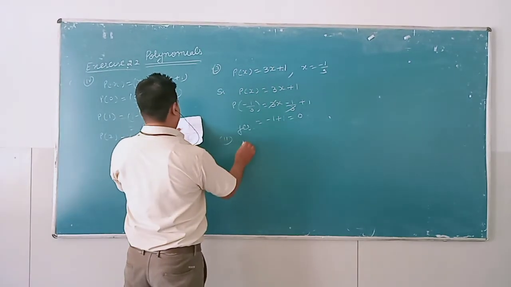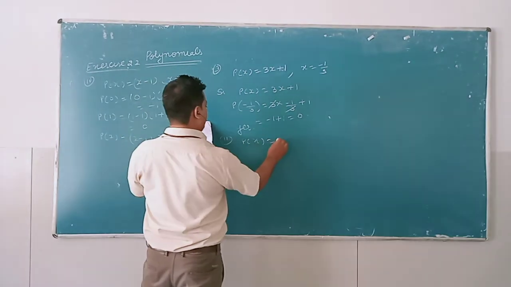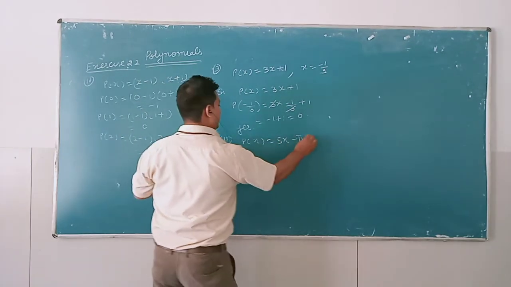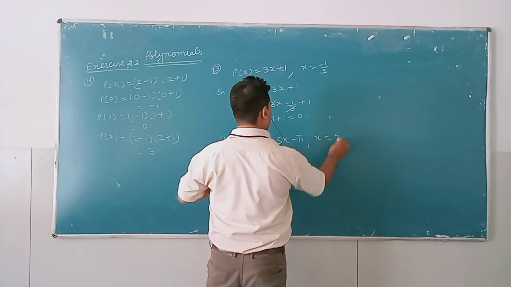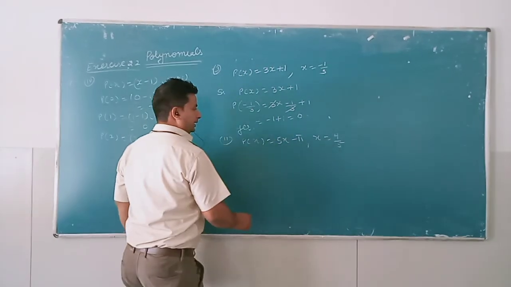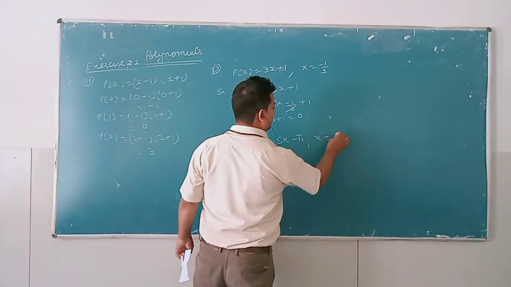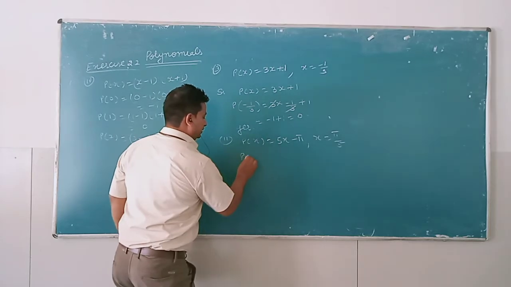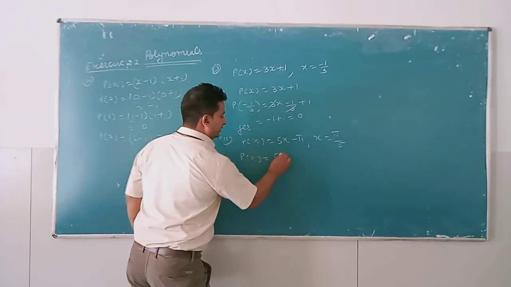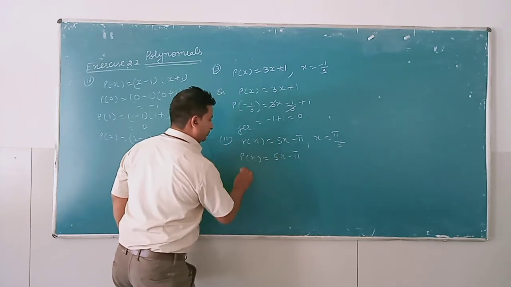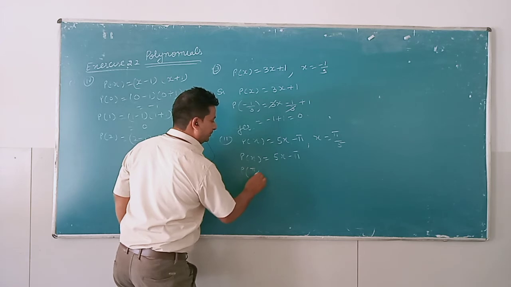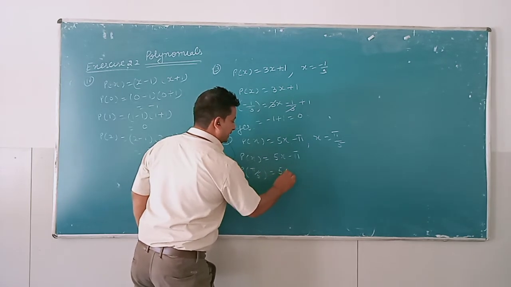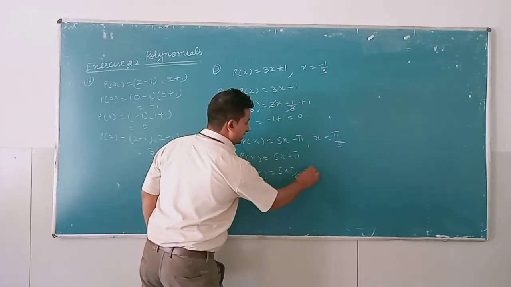In the second part, p(x) = 5x - π and the value of x is 4/5. Here the value of x is π/5. In this, the polynomial is 5x - π. When we put the value π/5, that is, x is π/5, we get 5 times π/5.